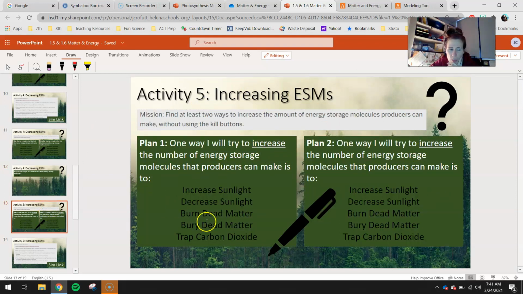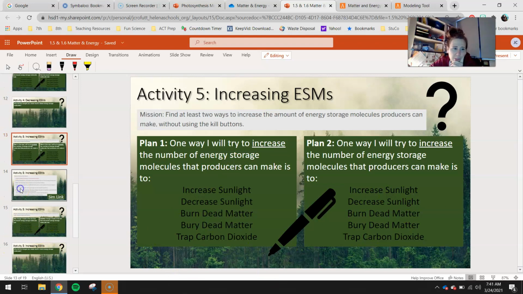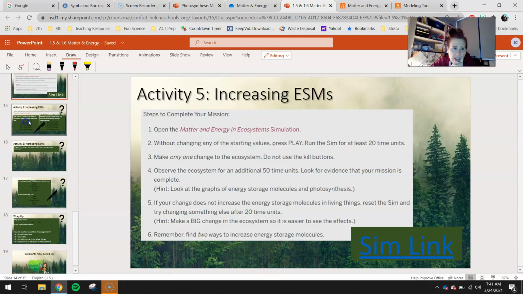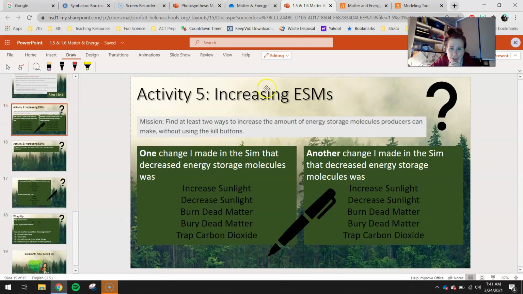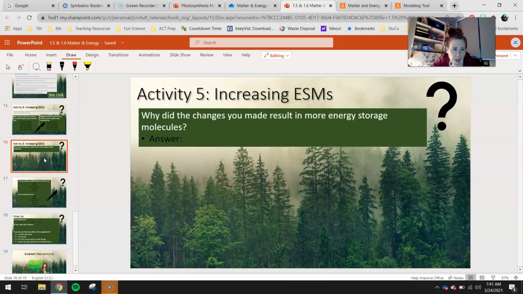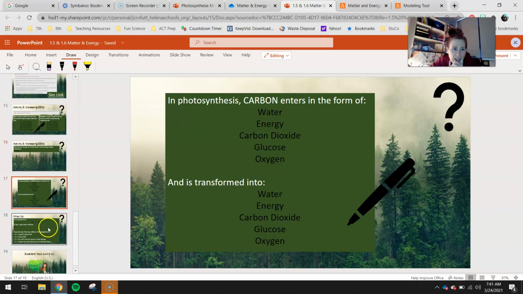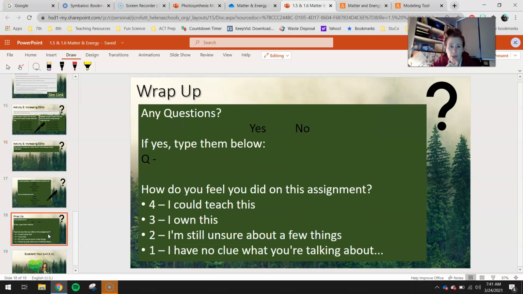So again, make your prediction. What do you think will increase? Run through the instructions, and then answer what actually did increase. Find the 2 that will increase your ESMs, and then answer the question. And then finally, do your wrap up. Do you have any questions? Circle yes or no. If you have any questions, type them right here, or if it's something that's preventing you from finishing the assignment that you need help on, please let me know and I can help you out.